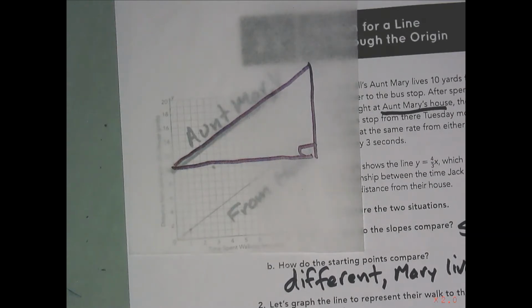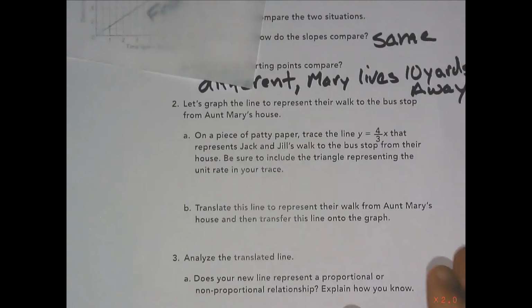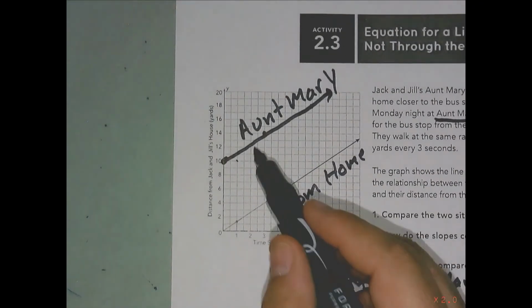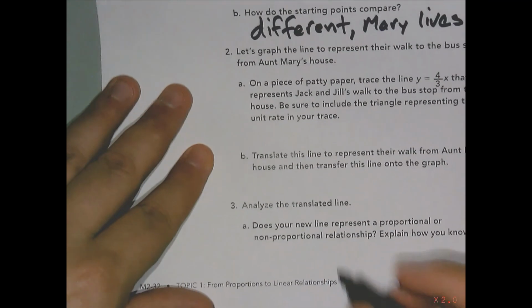And then 3A says, analyze the translated line. Does your new line represent a proportional or non-proportional relationship? So then the question is, is this new line proportional? The answer is yes. There you go, time to go.